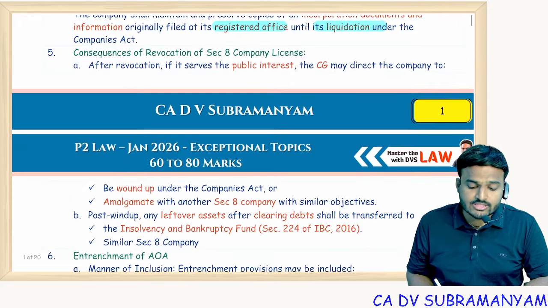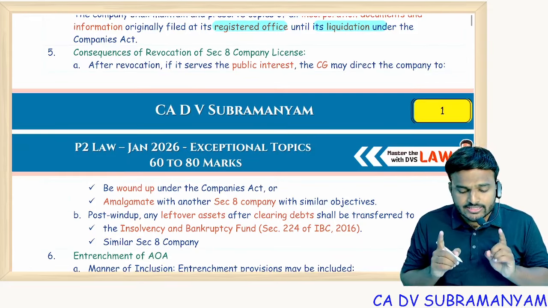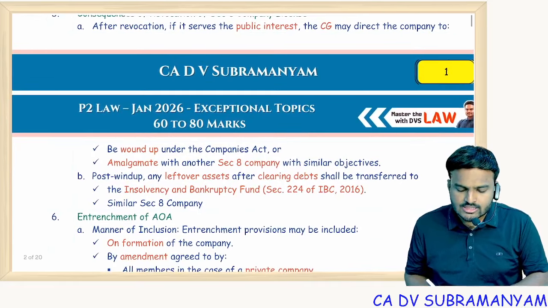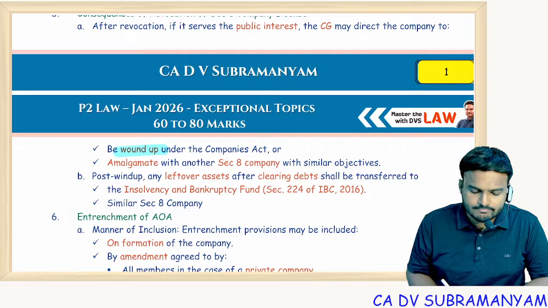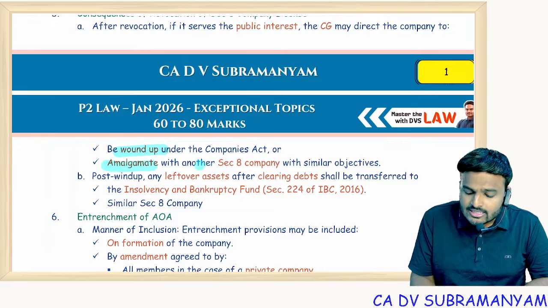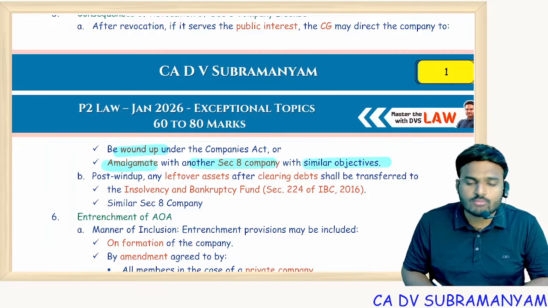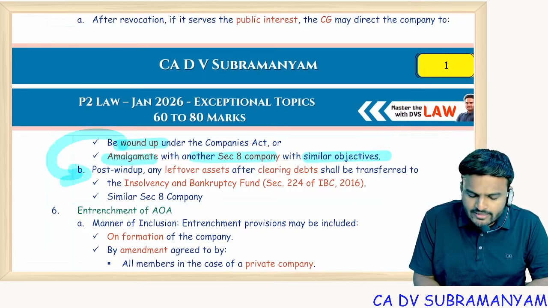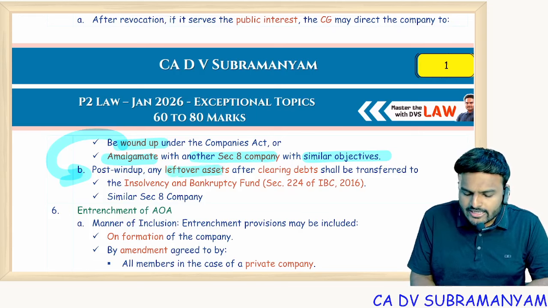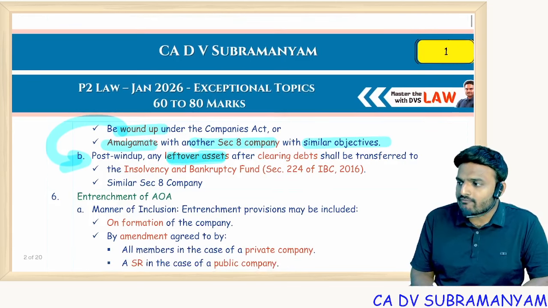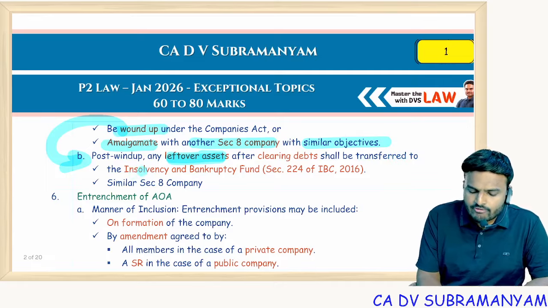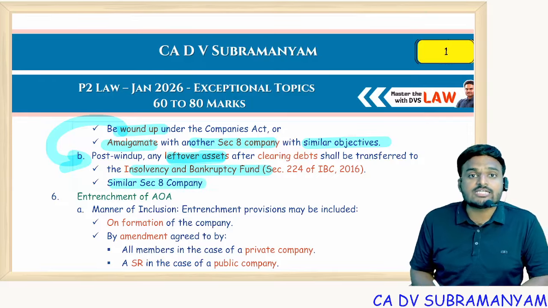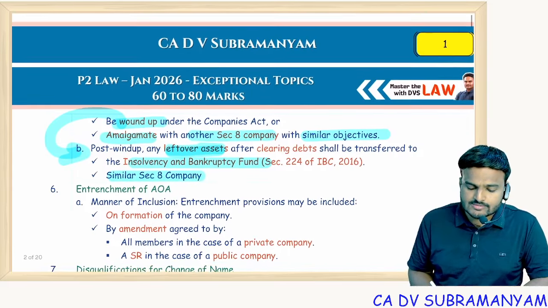Next one, section 8 company. In case a section 8 company's license gets revoked, then what would be the consequences? That section 8 company should be wound up, or it should be amalgamated with another section 8 company with similar objectives. That means a similar section 8 company. Even after winding up, any surplus left over after clearing the debts shall be transferred either to the insolvency and bankruptcy fund or to a similar section 8 company. You remember these points, okay?